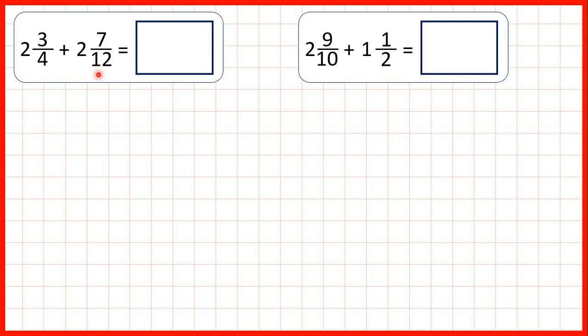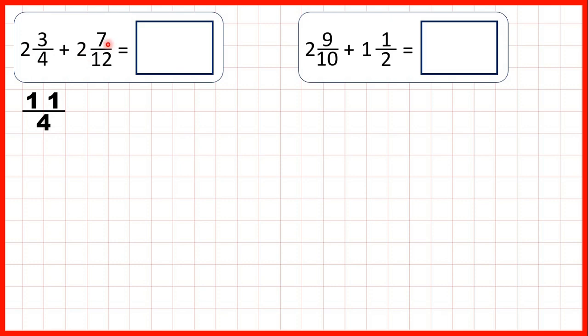Now we're adding mixed numbers, but this time we're going to get our answer by first changing both of our mixed numbers to improper fractions. Remember, to change a mixed number to an improper fraction, we multiply the whole number by the denominator and then add the numerator. So, to change 2 3/4 to an improper fraction, we do 2 times 4, which is 8, then we add 3, which gives us 11. So that's our numerator, and the denominator stays the same.